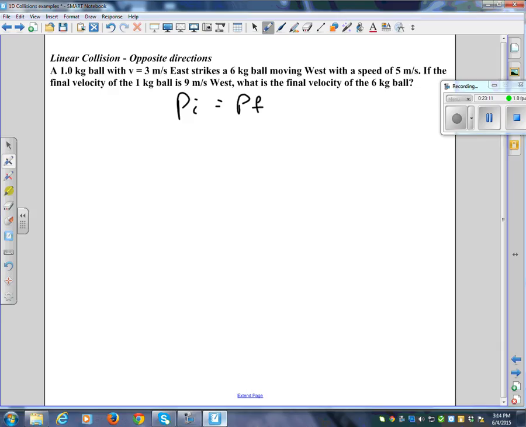It says ball 1, ball 2. Could we just call them A and B? It doesn't say that in the question, but can we just do that? Why not? We've got A colliding with B, they're in opposite directions. So A is going this way, B is going that way. Does that help?